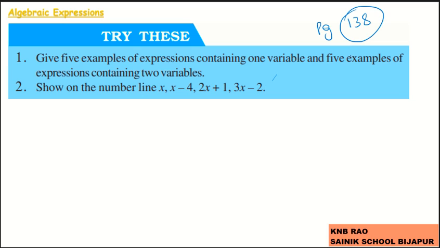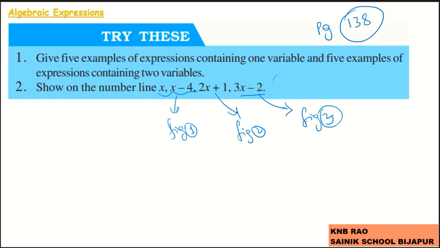Give 5 examples for expressions containing one variable and 5 examples for expressions containing 2 variables. That is question 1. And question 2, show on the number line x minus 4, separately in another figure 2x plus 1, and in another figure 3x minus 2. You need to show me these as figure 1, figure 2, and figure 3. So this is the work which I am giving for you.